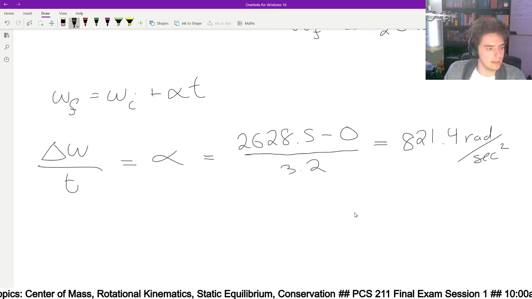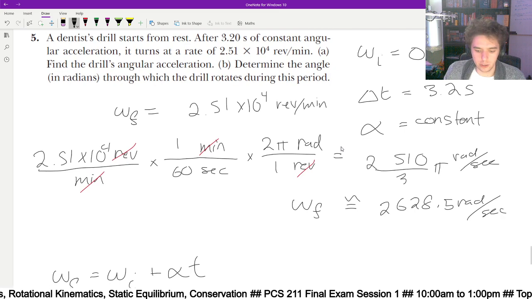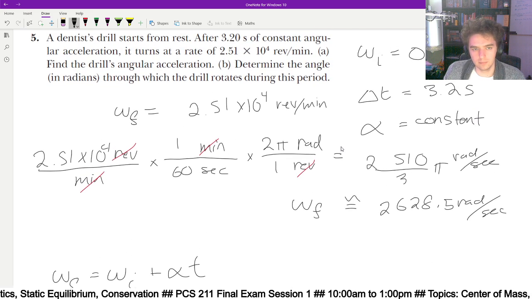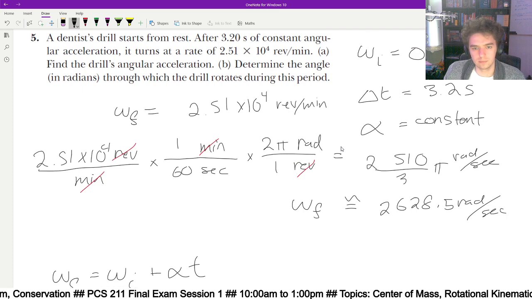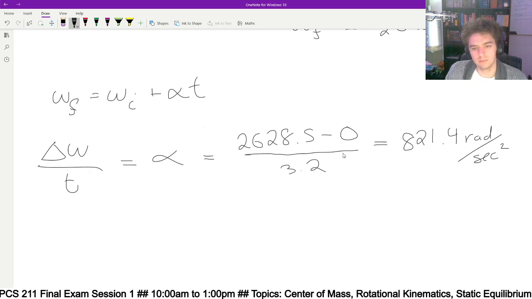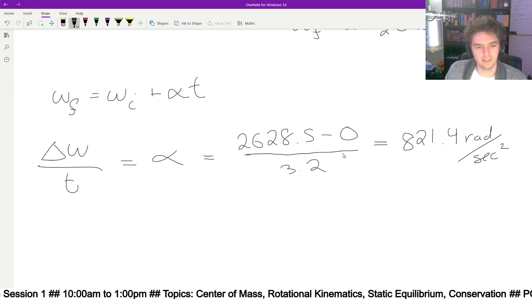And then we also need the angle in radians through which the drill rotates during this period. So we're essentially just looking for delta theta. Question: for dimensional analysis, how does it work out to second squared? Oh, it's from radians per second over second. Okay, makes sense. Good, it's good to think about.